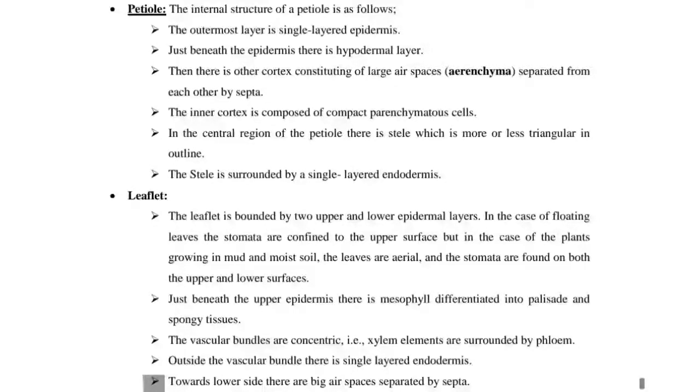Leaflet. The leaflet is bounded by upper and lower epidermal layers. In the case of floating leaves the stomata are confined to the upper surface, but in the case of the plants growing in mud and moist soil, the leaves are aerial, and the stomata are found on both the upper and lower surfaces. Just beneath the upper epidermis there is mesophyll differentiated into palisade and spongy tissues. The vascular bundles are concentric, i.e., xylem elements are surrounded by phloem. Outside the vascular bundle there is a single-layered endodermis. Towards the lower side there are big air spaces separated by septa.